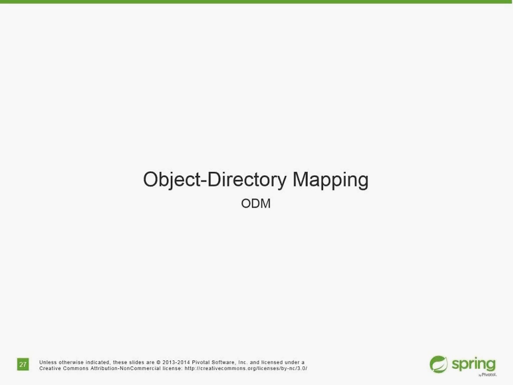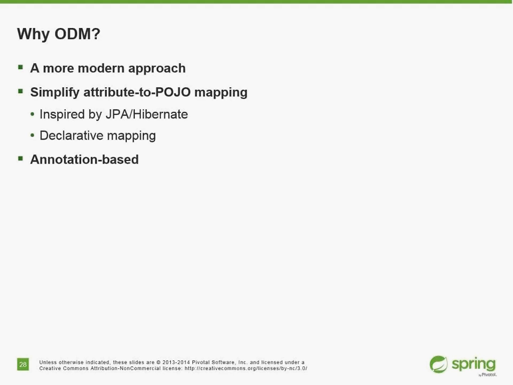Moving on to the really cool parts, the object directory mapping. We've been used to do this with relational databases using JPA and Hibernate, and Spring Data has that for several different data stores. We got the MongoDB and Neo4j and all of that. So we used to just declaratively annotate our classes using specific annotations, and then have the framework map to and from our domain objects based on that. So basically, it's just a more modern approach to this.